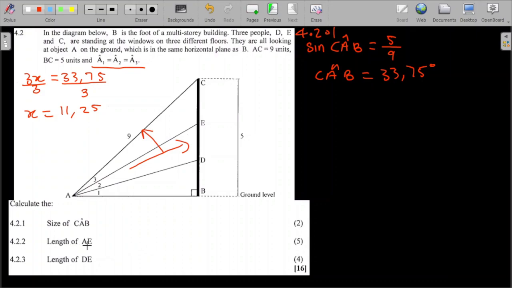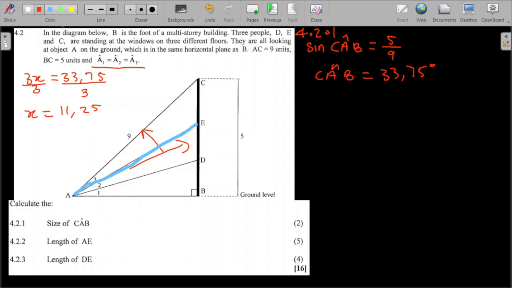Calculating now the length of UAE. So UAE is this length from here. So this length here. To find the length of UAE, first we need to find UAB. So how are we going to find UAB? We're going to use the big triangle using the Pythagoras theorem.